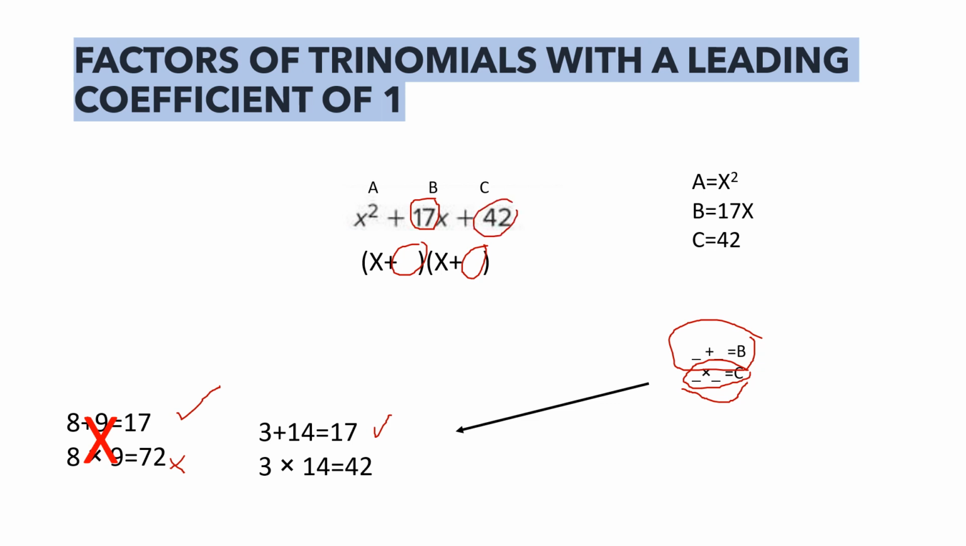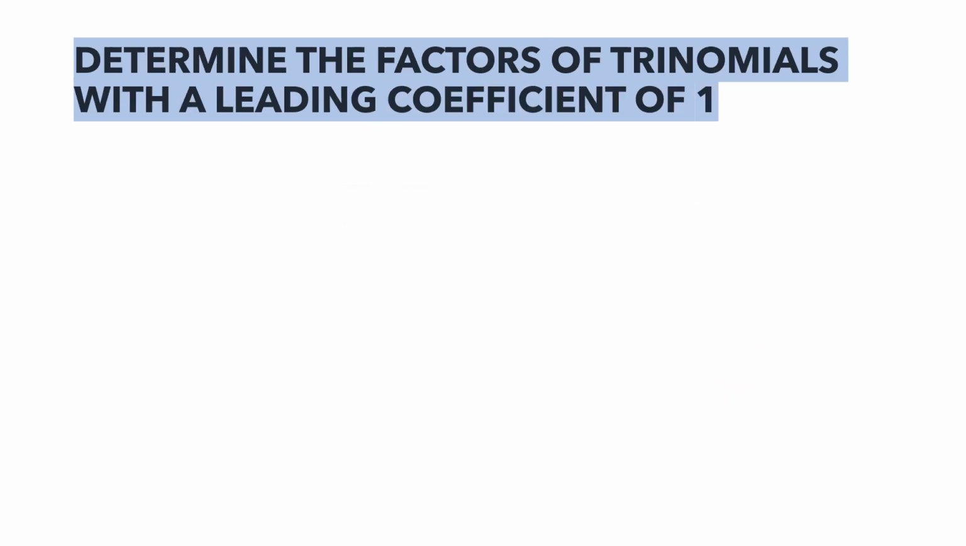To summarize what we did here, 3 plus 14 gives us 17, which is correct, because we said we need two numbers that, if we add them, give us 17, and if we multiply them, give us 42. So we can summarize the answer by saying x plus 3 and x plus 14.